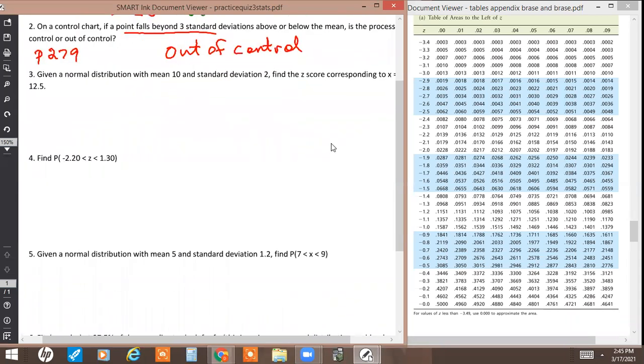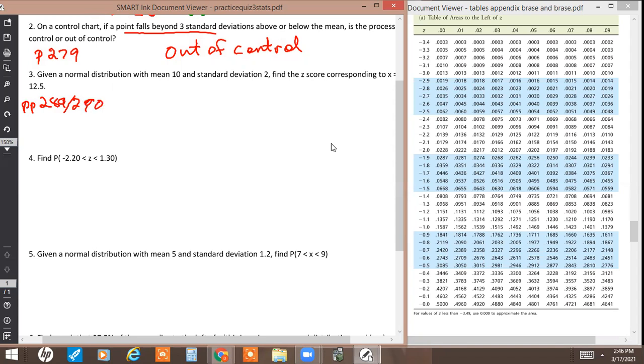Problem number 3. This is out of section 6.2. In section 6.2, you need to be able to change an X value, a raw score, to a Z value, and you need to go the other way too. You need to be able to change a Z value back to the original raw score, the X value. The formulas for those are on pages 289 and 290. And they're also in your notes.